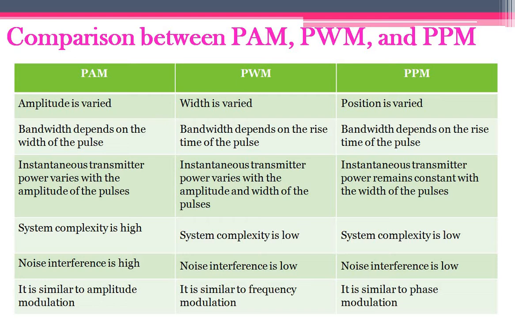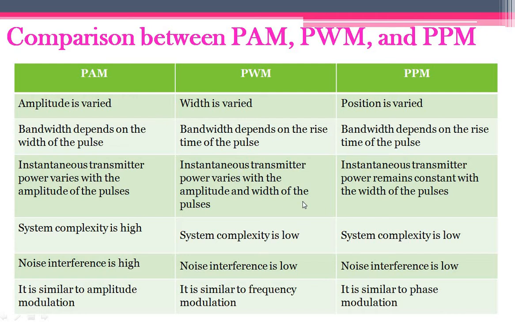Now the third difference: instantaneous transmitter power varies with the amplitude of the pulses. This is the drawback of amplitude modulation, isn't it? Whenever the amplitude of your modulated signal is varying, at the same time your power is also varied. That is why we are going for PWM and PPM.